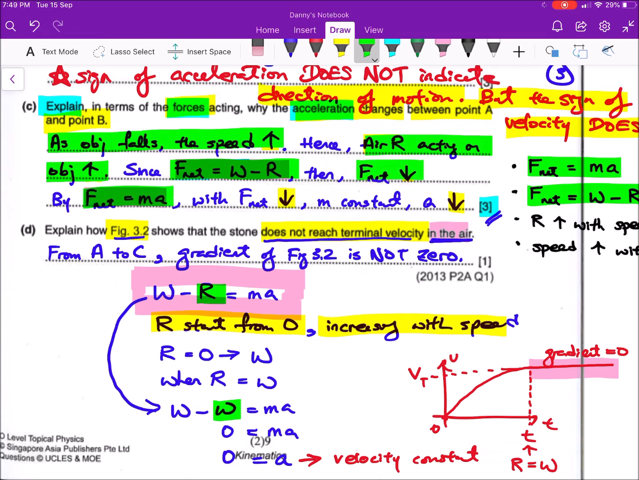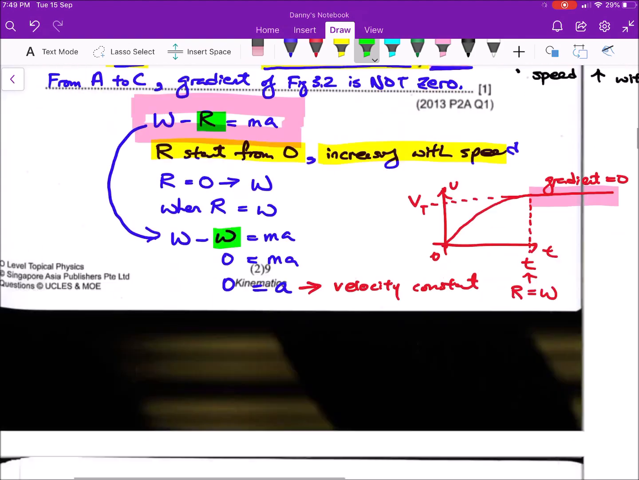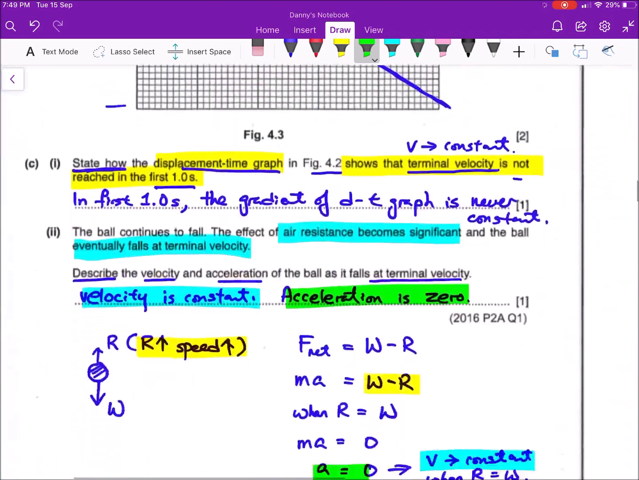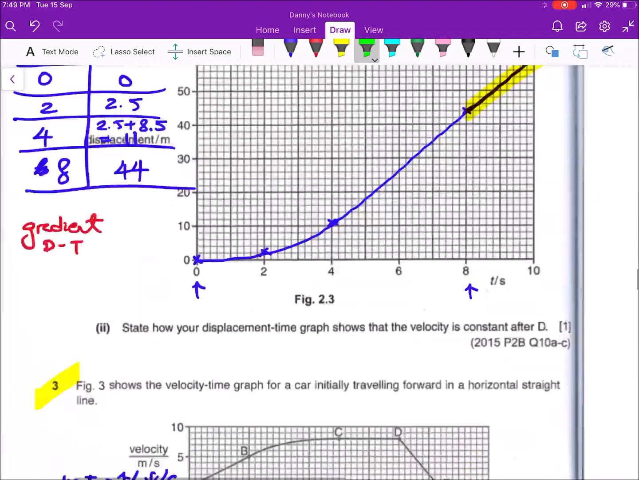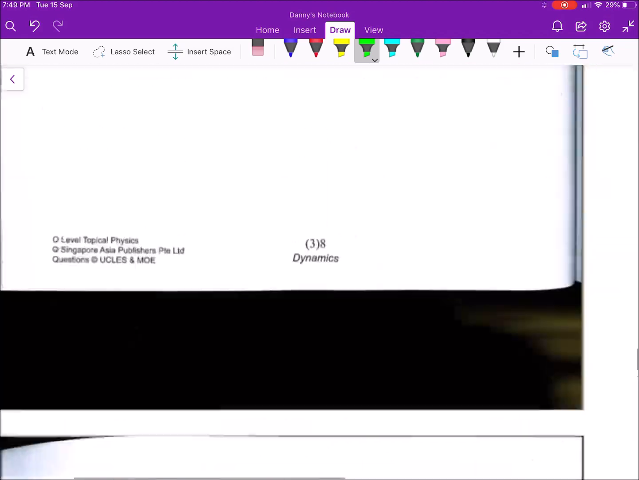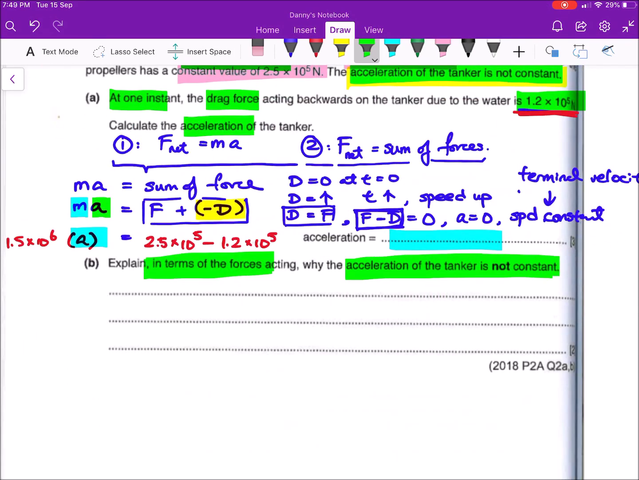And then I give my Newton's second law. I say that since my F net is dropping, my M is a constant, my acceleration will be dropping. So again, the format is the same. Let's apply it to here. In terms of forces, why is the acceleration not constant? Well, we have to say that your speed of the tanker is rising.